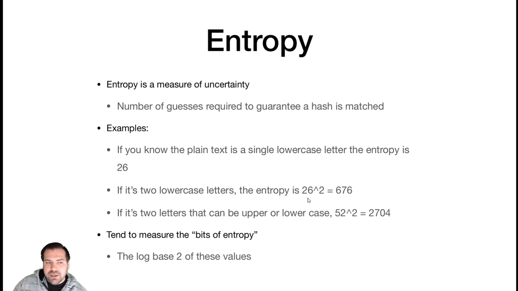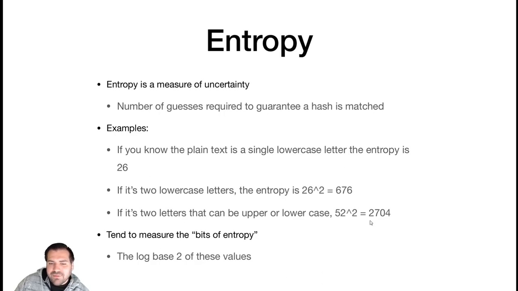If you have 2, this starts increasing exponentially. 2 characters, you have 26 squared, 676 guesses, we're looking better. If we start adding uppercase and lowercase, 52 squared, we're up to 2704. And as you can imagine, and as we're going to see, these numbers get big very quickly.